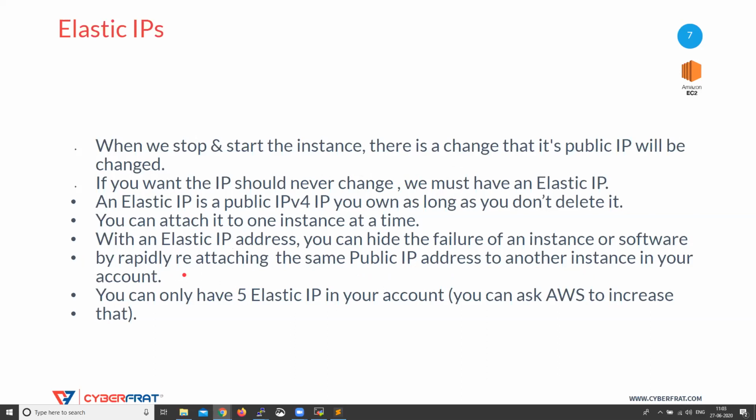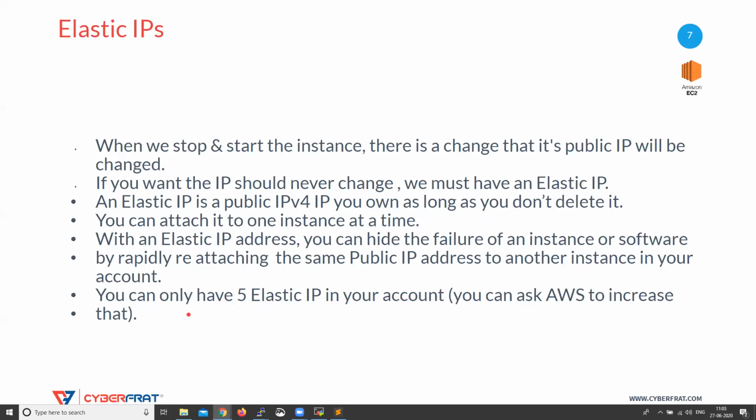So I can detach that public instance and attach it to another instance. Okay, by default you can have 5 elastic IPs in your account. So AWS can provide you 5 elastic IPs. If you want more, you have to raise a ticket to AWS from the support center.